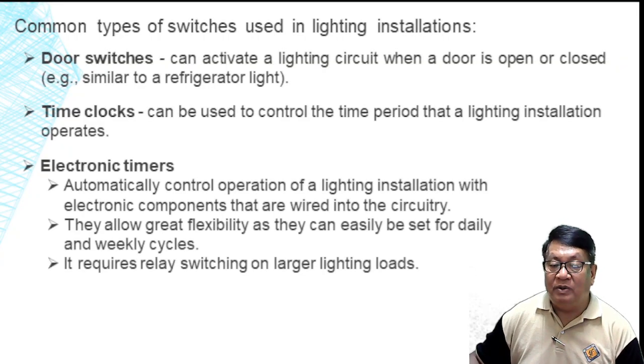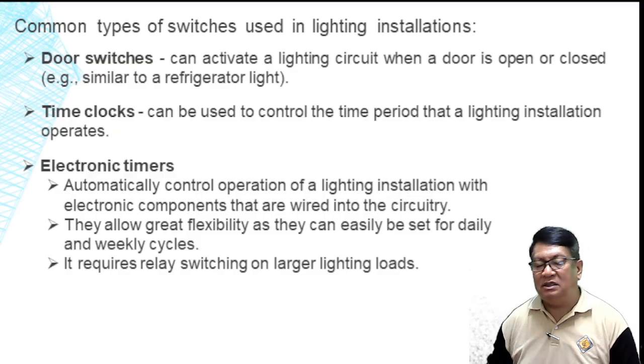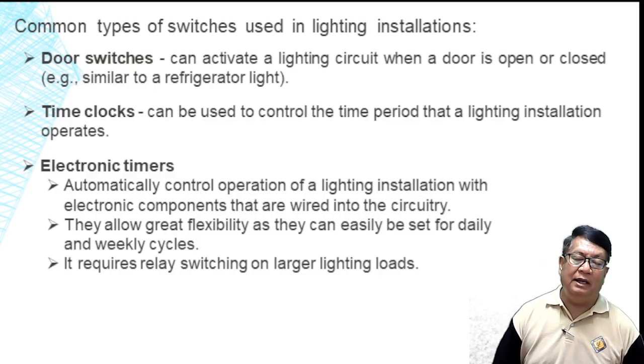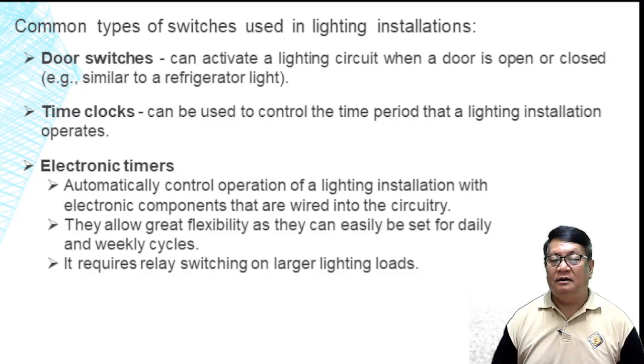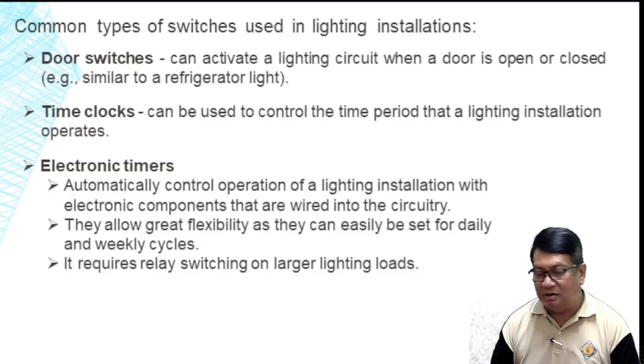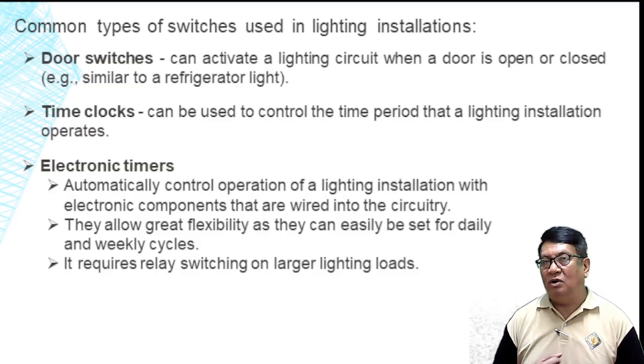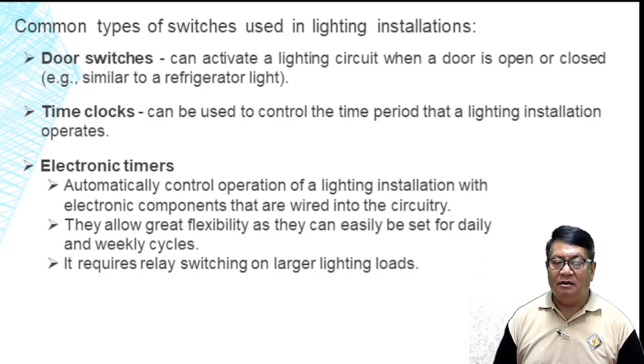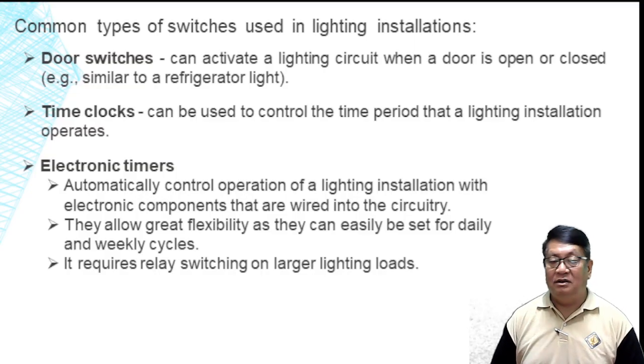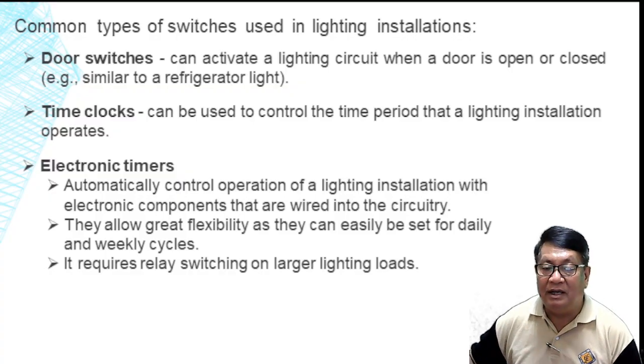We have the door switches, time clocks, and electronic switches. Door switches are important, especially in a building, where we have to activate the lighting system circuit when the door is open or closed. If the door is closed, then the lighting system will be lighted, and on the other side, the lights will be turned off.